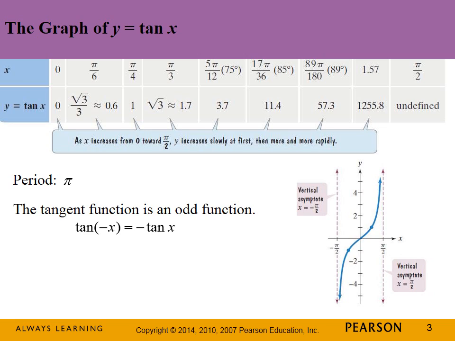And then because the tangent is an odd function, this graph has origin symmetry, and so that graph is mirrored through the origin, and you get what you see over here. And again, the tangent is undefined at x equals pi over 2. So at x equals positive and negative pi over 2, you have vertical asymptotes.